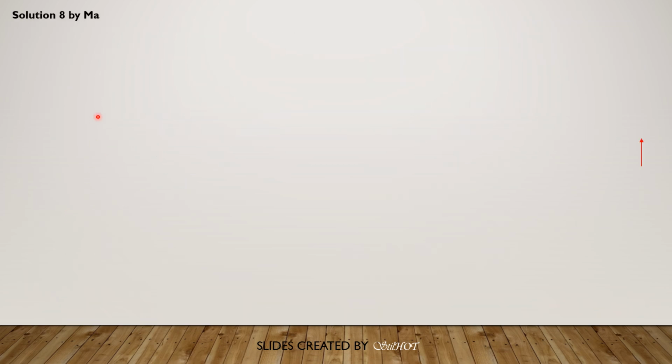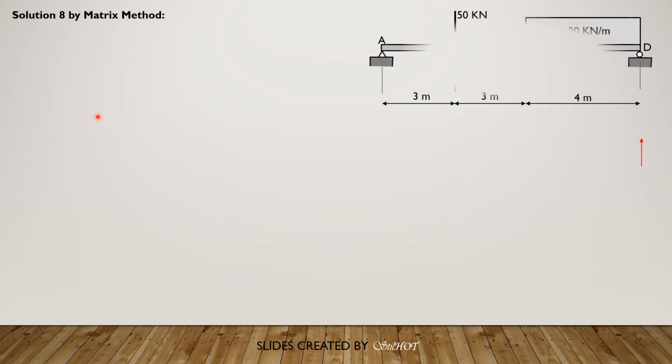So okay, let's have the matrix method. This is solution 8 to our problem. So first we consider AB and CD. Consider the whole system first and consider AB as one beam so that we can compute theta A and theta D.